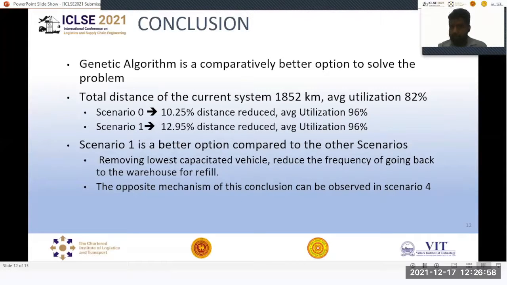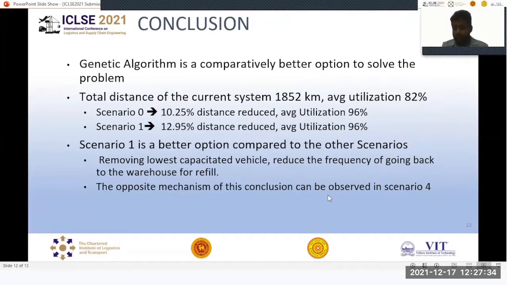The total distance of the current system is 1,852 kilometers, and average utilization is lower. In Scenario 2, we reduce the distance by 10.25%, and we increase average utilization to 96%. In Scenario 1, we reduce it by 12.95%, and the average utilization we improve to 96%. Finally, we conclude that Scenario 1 is a better option compared to the other scenarios.